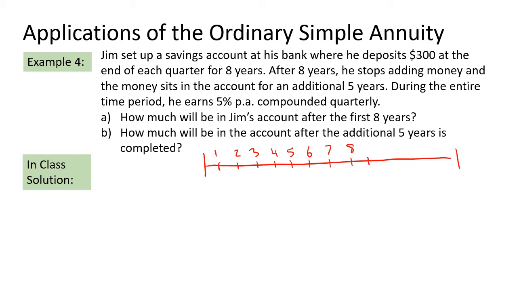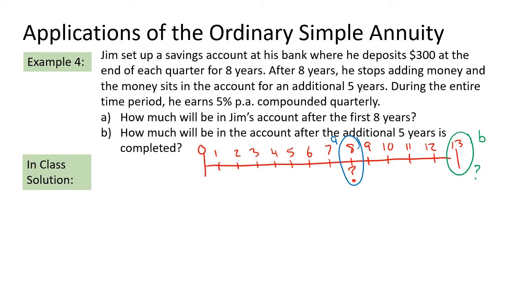Then he's going to let it sit for 5 more years, 9, 10, 11, 12, 13. Okay, and this is today, year 0. So part A wants to know how much money is in the account right here, at year 8. And part B wants to know how much money is in the account after it sat there for 5 years. So this is B, and this is A.